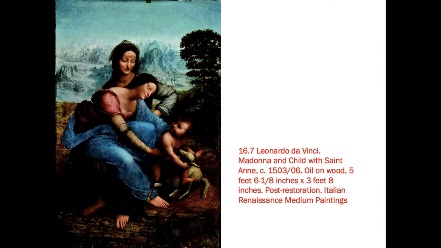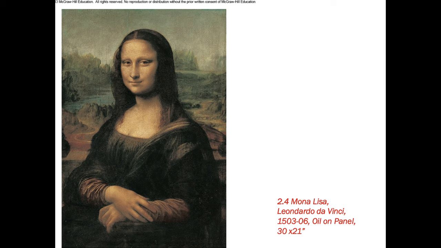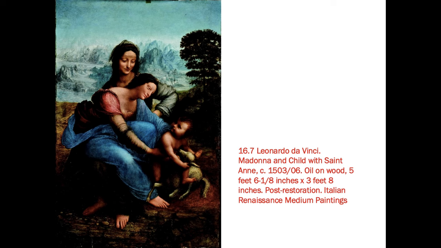controversies when things started to get restored, because we don't know what those glazes originally looked like. We have no way to know. There's no photography. There's no documentation. There's no notes about this. So some people think these are garish and bright now. This is oil on wood, and Mona Lisa is oil on panel. I want to clarify that because canvas has not come into general use at this point. So panel also means wood. So these two are oil on wood.